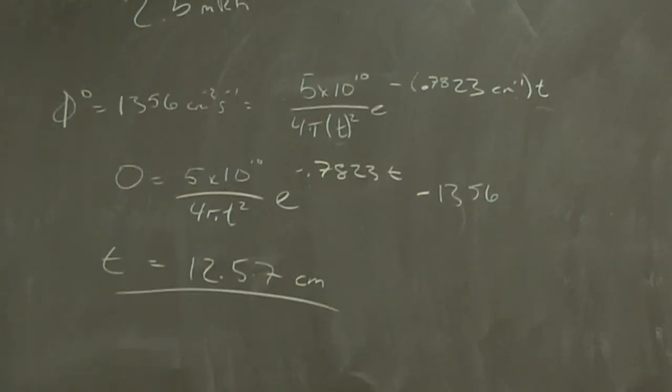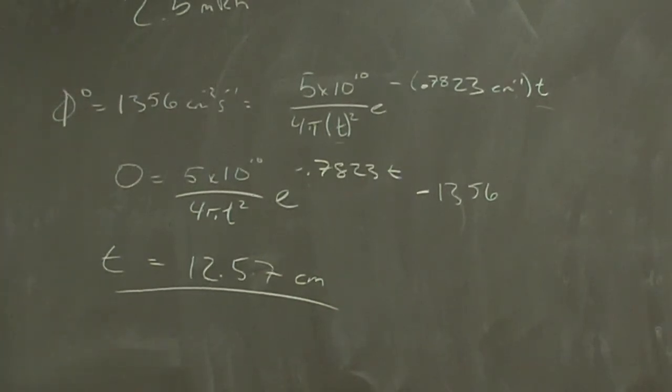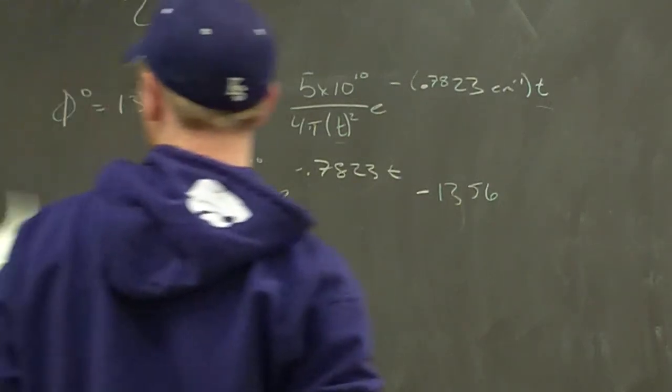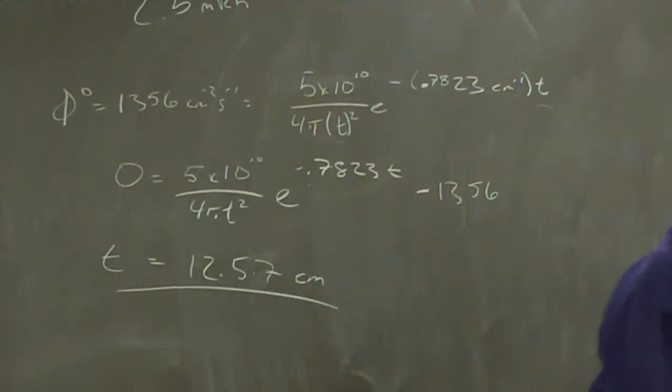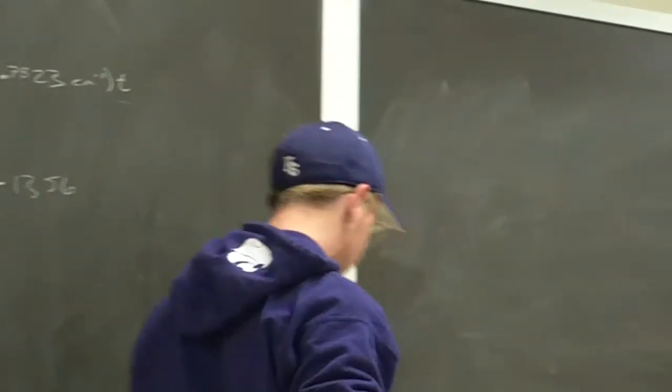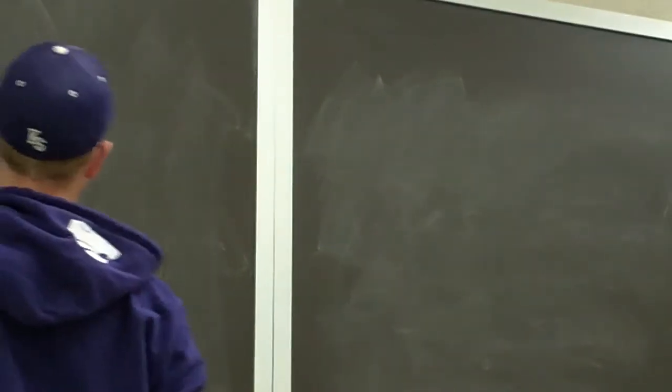Minimum thickness of the cask, if buildup is not included. So now we have to account for buildup, and this is where I messed up in my problem. So now we have to find the buildup, or the new flux.